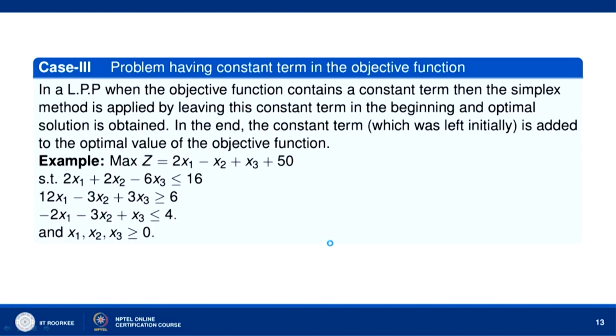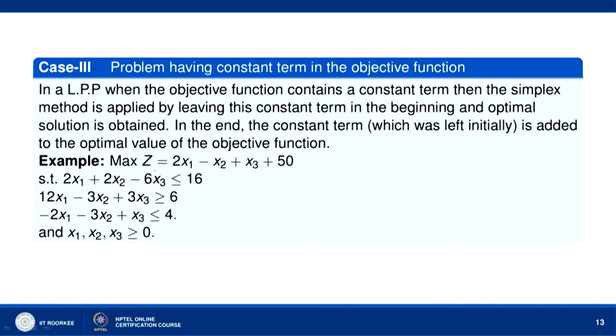Now, let us consider the case where the problem contains a constant term in the objective function. So, in an LPP, when the objective function contains a constant term, then the simplex method is applied by leaving this constant term aside in the beginning and the optimal solution is obtained. In the end, the constant term which was left initially is added to the optimal value of the objective function.